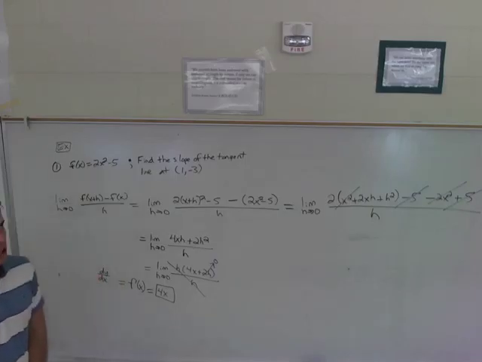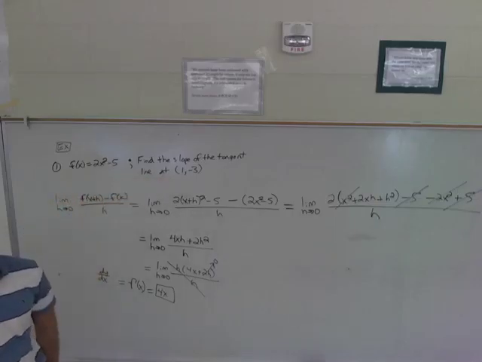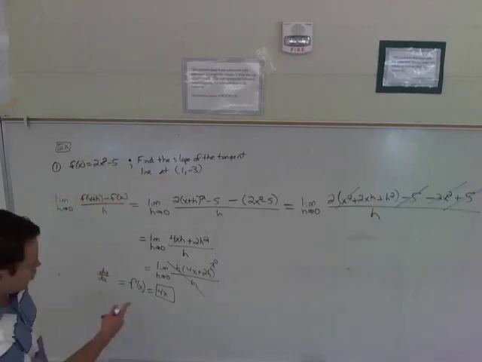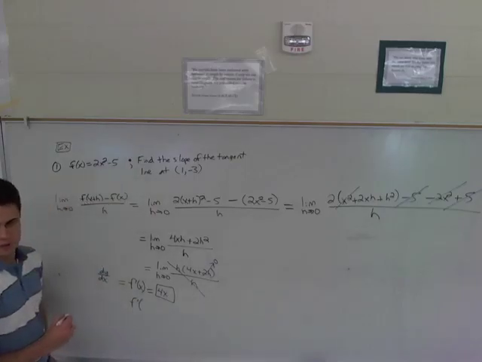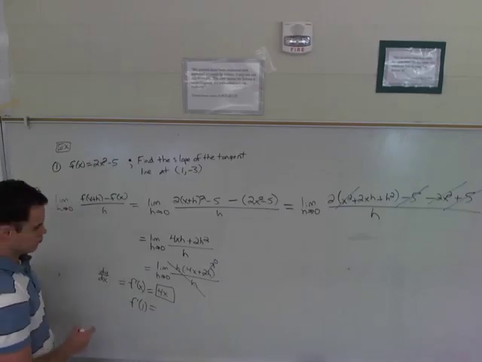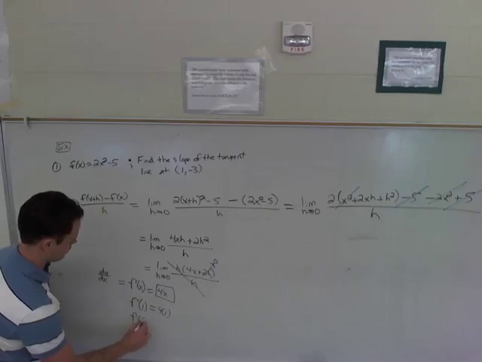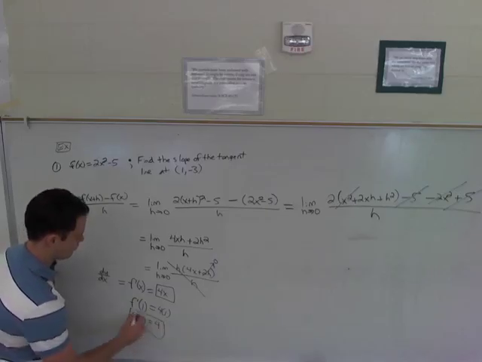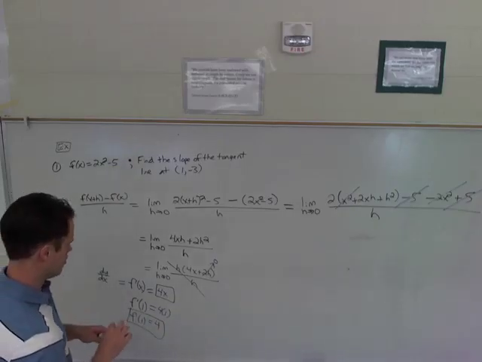That's the derivative function. Now, they asked us to do a specific problem with it. They said find the slope of the tangent line at (1, -3). So, the slope of the tangent line is f prime of what? 1. Use the x value. So what's the slope of the tangent line there? 4. Done. Can you create that tangent line? I sure hope so. Let's do it.